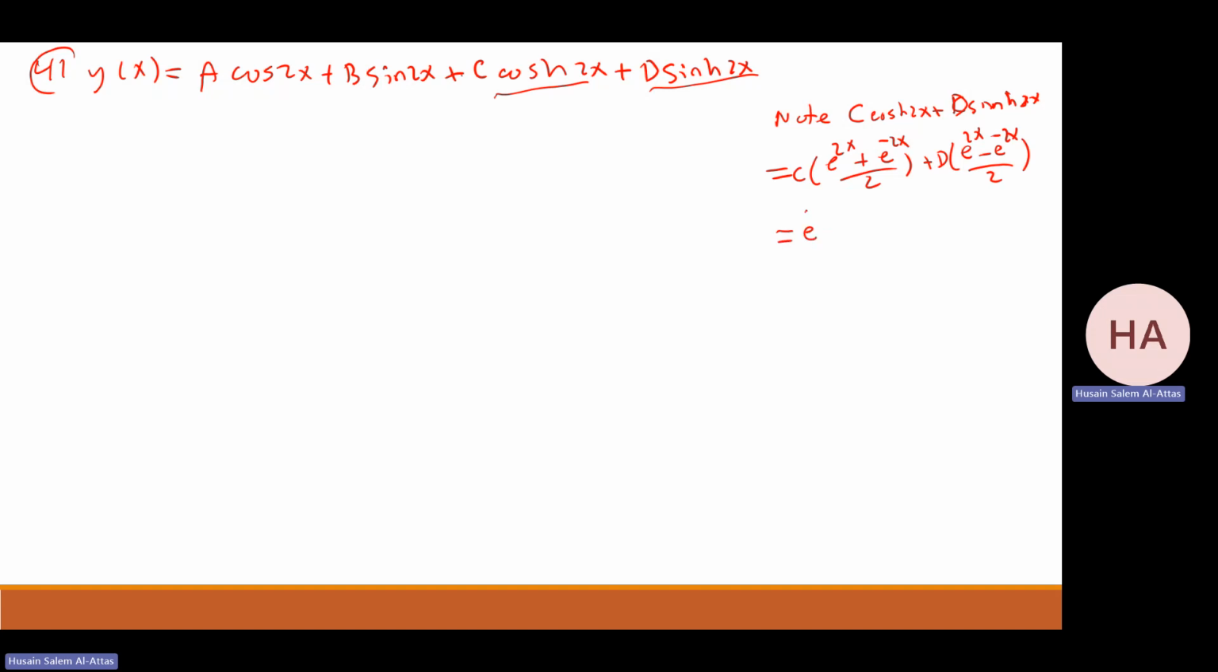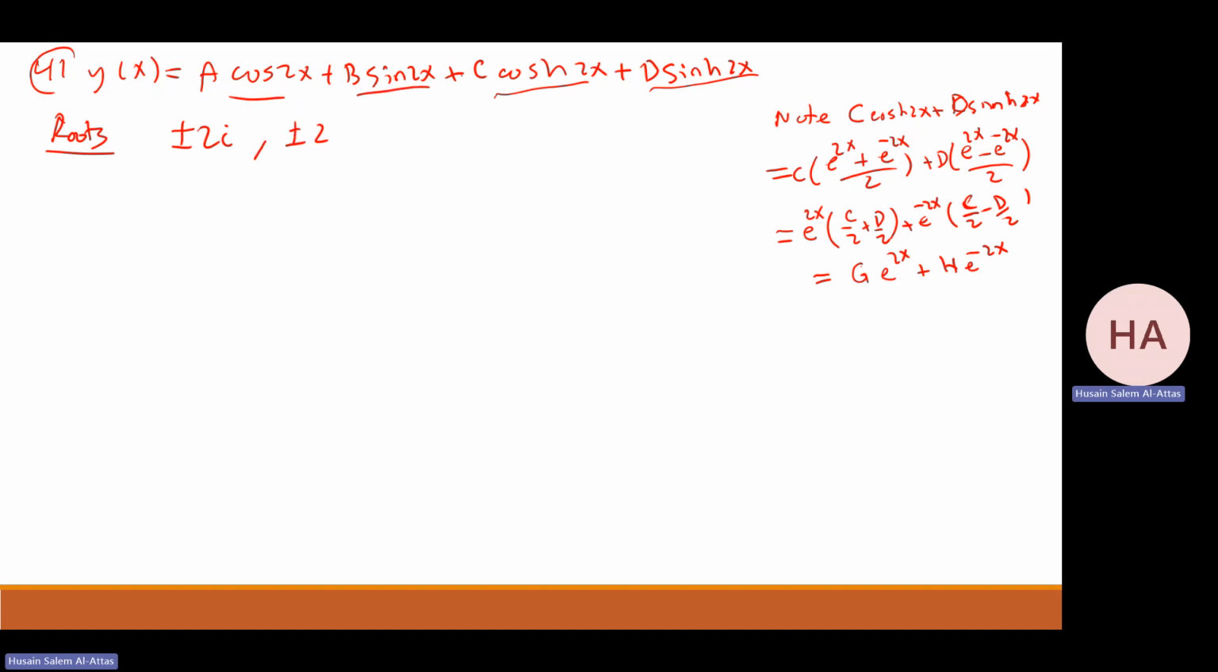And that will be e to the power 2x times what? C over 2 plus D over 2, plus e to the minus 2x times C over 2 minus D over 2. So this is a constant. So you have a constant, call it G e to the 2x plus H e to the minus 2x. So what are the roots? In this case, they are plus or minus 2i coming from there, and they have plus or minus 2, because they have 2 and minus 2. Yeah, it is a tricky one a little bit.